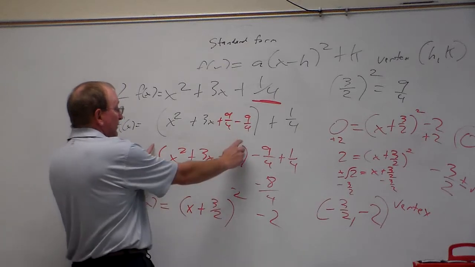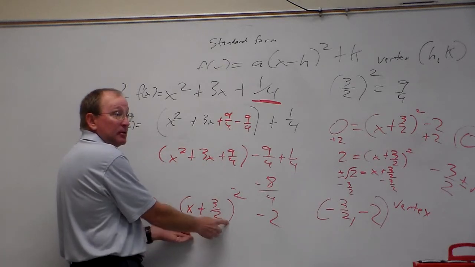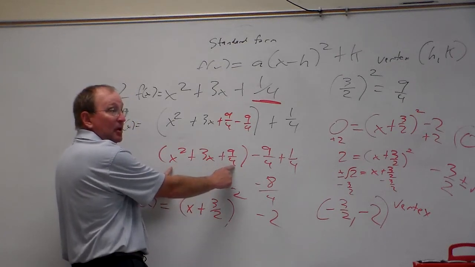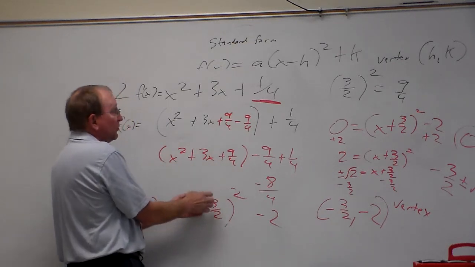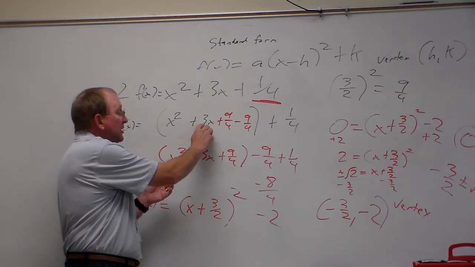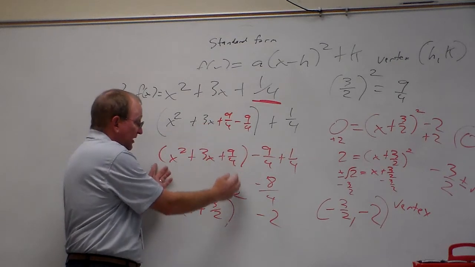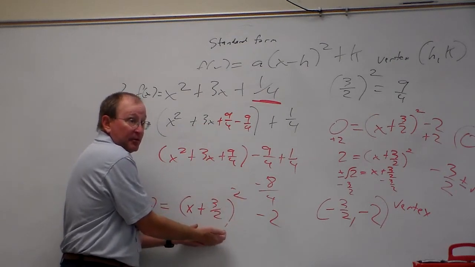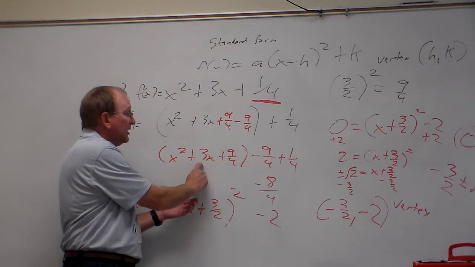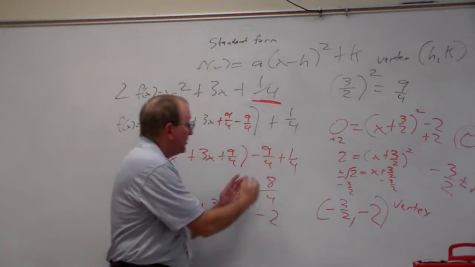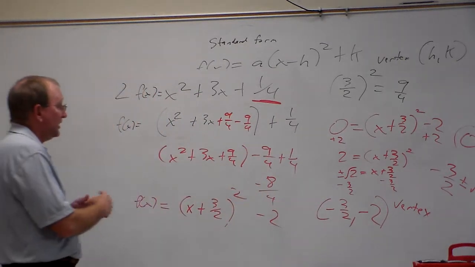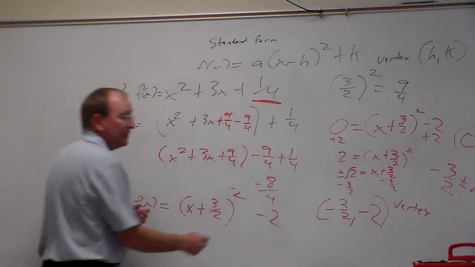Right here, if I FOIL this, guess what it gives me? This. I am purposely picking a value here that will make this a perfect square. The way you find it is this number divided by 2 is the number you have to square to make the perfect square. Because remember, negative 2 is negative 8 over 4.